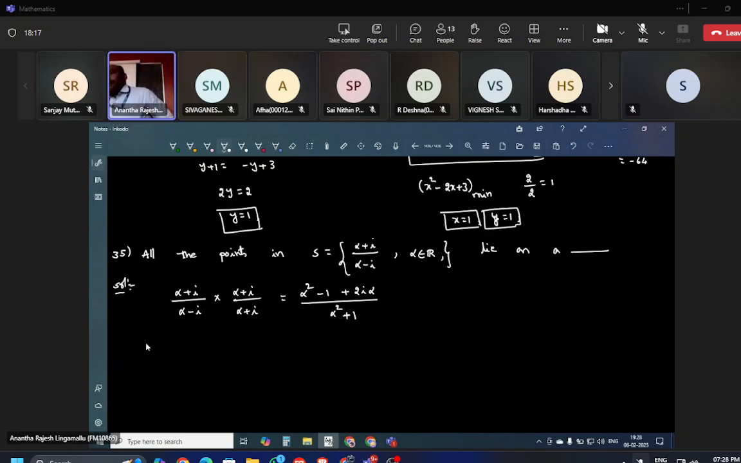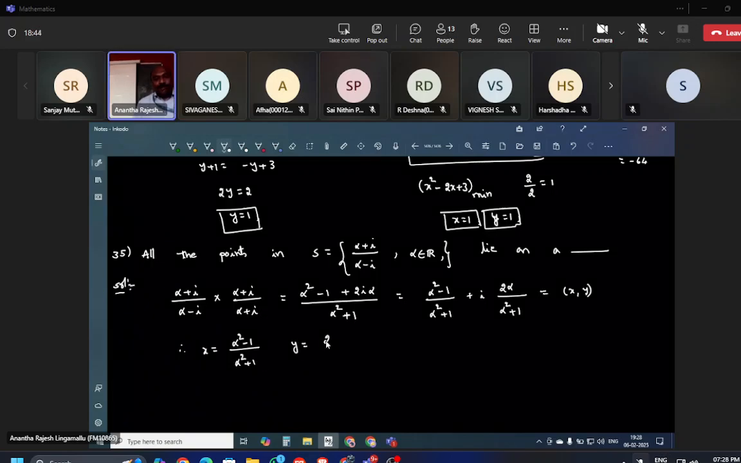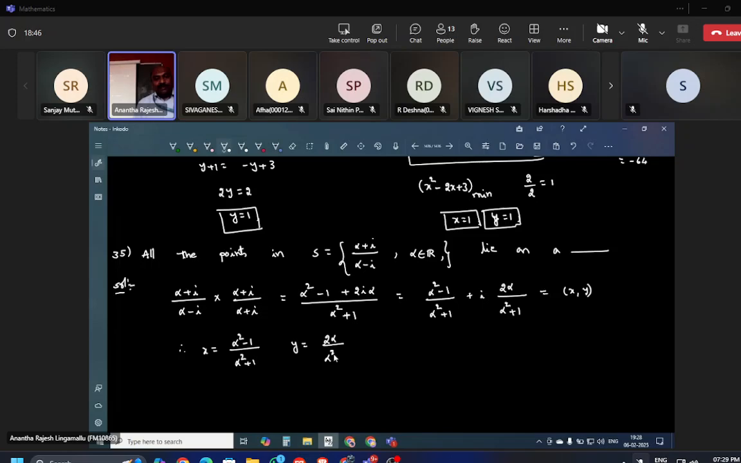Now I want the locus. So if I write this as a complex number: alpha square minus 1 by alpha square plus 1, plus I into 2 alpha by alpha square plus 1. This is a complex number. I want its locus. So can I fill it as x comma y? Therefore x is alpha square minus 1 by alpha square plus 1. What is y? 2 alpha by alpha square plus 1.